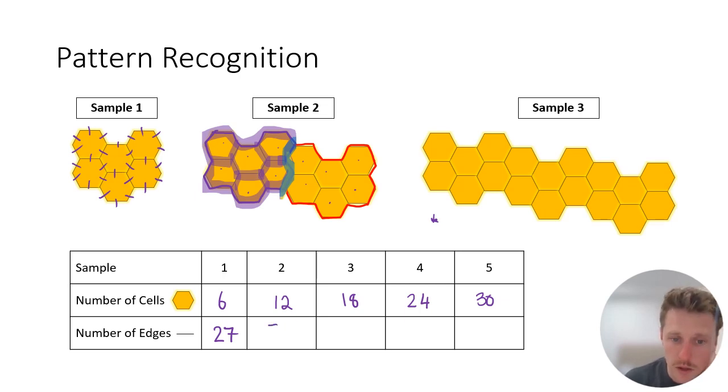Plus 4 is 51. So that's 51. We added on 24. Okay, so we're going to have to add on 24 again to get to sample 3 number of edges. So that's going to be 75. 75 plus 24 is 99, and 99 plus 24 is 123.